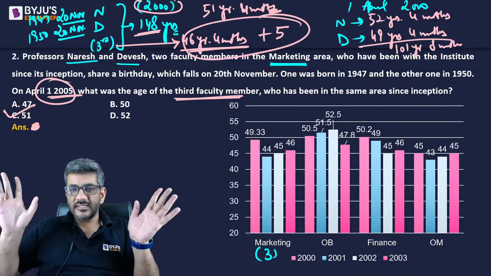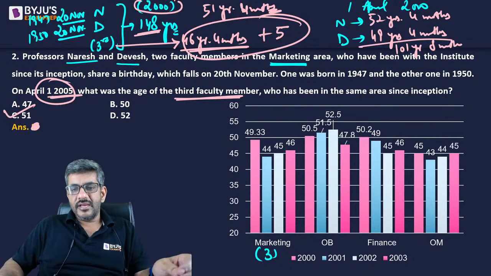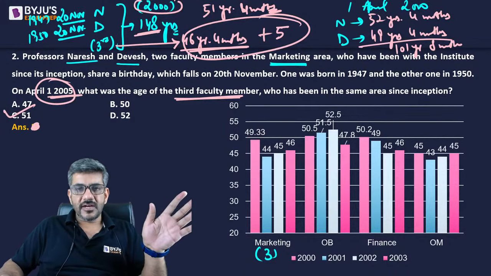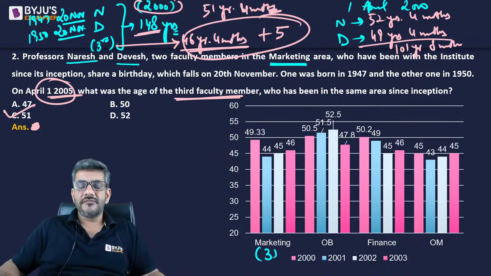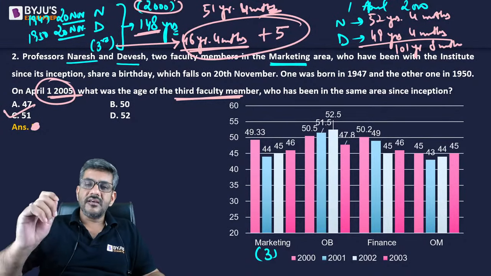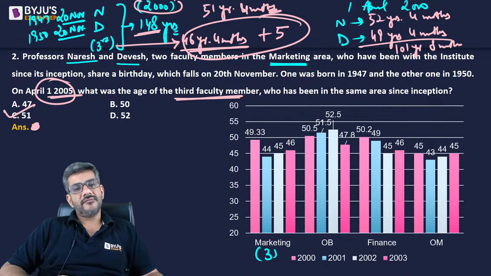From 148 we subtracted 101 years and 8 months. We got 46 years and 4 months. In the next 5 years his age increased by 5 years. 46 years 4 months plus 5 years will give you 51 years and 4 months. 51 years 4 months is actually equal to 51 years only. So 51 years is the right answer for us.